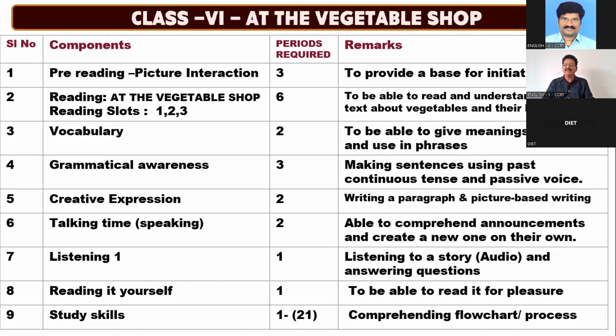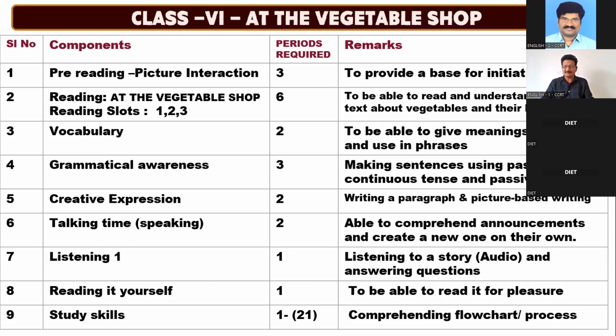And the second one is reading. We can divide it into 3 to 4 slots, and that is 2 periods for each slot. The next is vocabulary, 2 periods, grammatical awareness 3 periods, creative expression 2 periods, talking time 2 periods, listening 1 period, reading it yourself 1 period, and study skills 1 period. Totally for each unit, we have to take around 21 periods. This is the allocation of the periods, and you have to keep this plan in your mind before the transaction process.